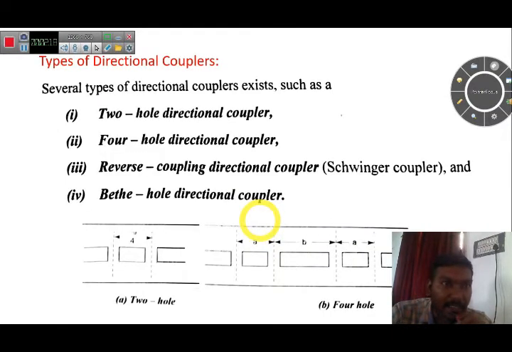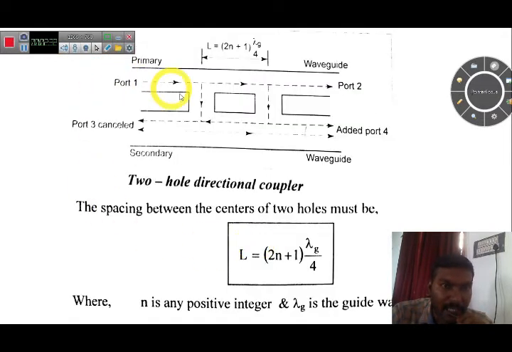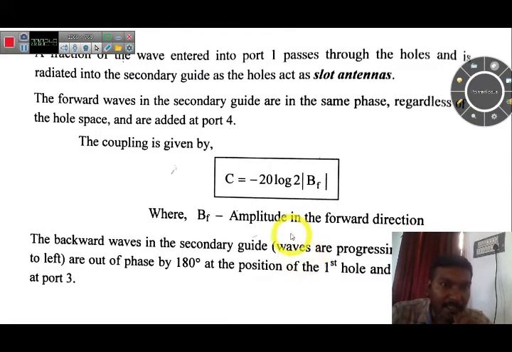Types of directional coupler: 2-hole directional coupler, 4-hole directional coupler, reverse coupling directional coupler, and penta-hole directional coupler. If we discuss the 2-hole directional coupler, we have 2 holes. The distance between the 2 holes will be lambda g by 4, where lambda g is the guide wavelength. This is the example for the 2-hole directional coupler. We have the primary waveguide and secondary waveguide, with only 2 holes, and port 1, port 2, port 3, and port 4. The spacing between the two holes will be an odd multiple of lambda g by 4, (2n plus 1) times lambda g by 4. And the coupling is given as minus 20 log 2 times modulus of BF.